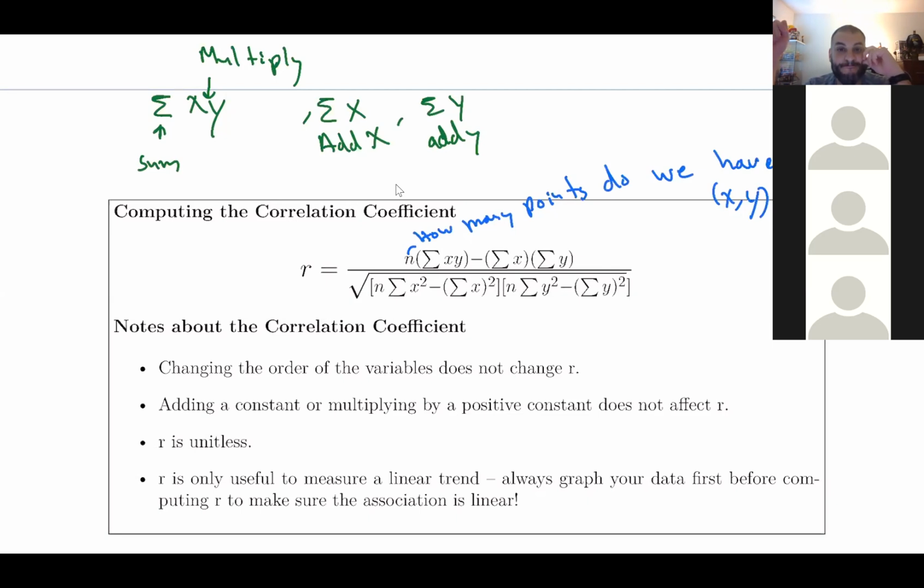Right, so let's go on to the next one. The next one should be summation of x squared. For this one, first you have to get all the x values and square them. Once you square them, you add them all up. So add all x squared. And the same thing goes for this one, summation of y squared. You add all y squared.